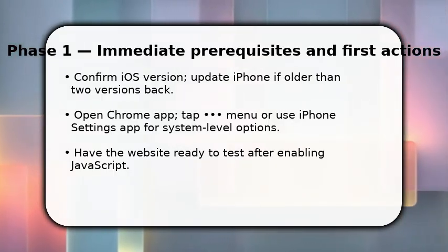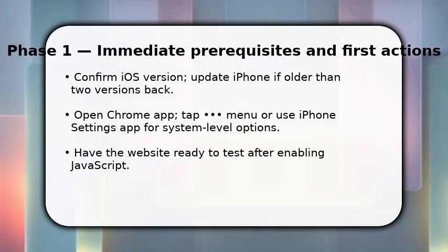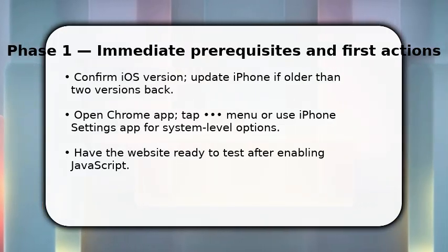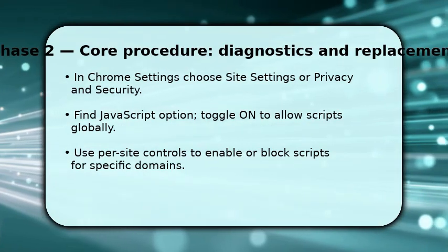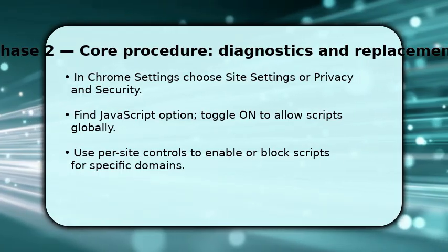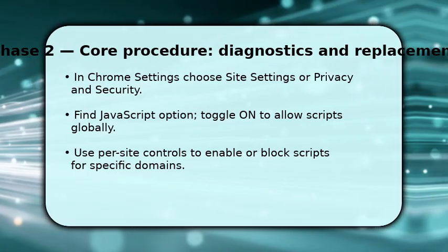If you prefer system navigation, exit to the iPhone Settings app and scroll to Chrome to access the same site preferences. Now move to the detailed control. You're in the right place, Site Settings. Tap Site Settings, then find JavaScript, sometimes nested under Content Settings. Make sure to expand any collapsed sections.